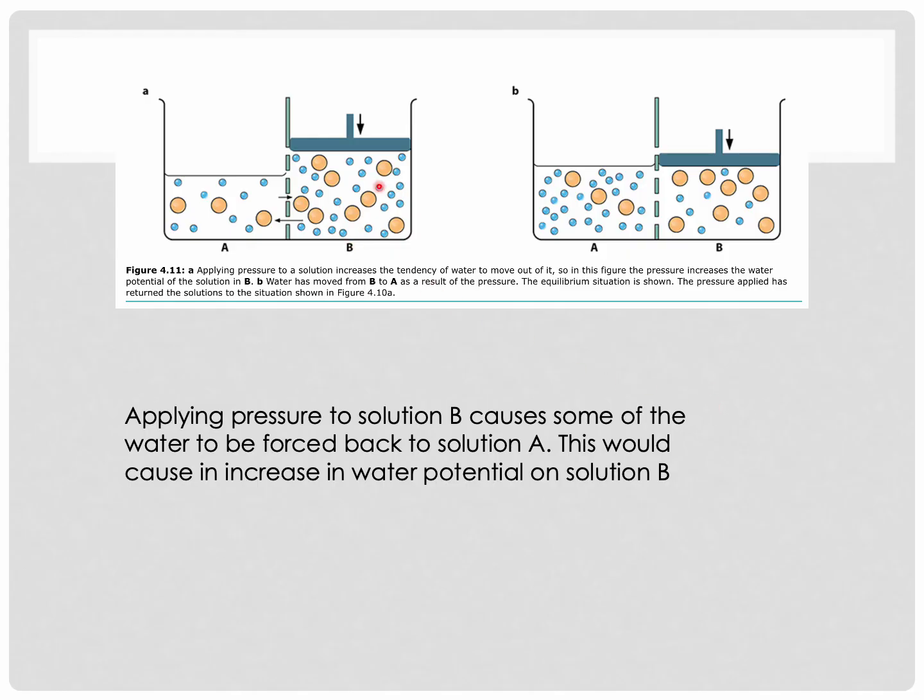Applying pressure to solution B causes some of the water to be forced to go back into solution A. By increasing the pressure on B, you're increasing the water potential to move from B into A. That is an increase in water potential until it's higher than the water potential in A. Pressure on a solution increases its water potential.